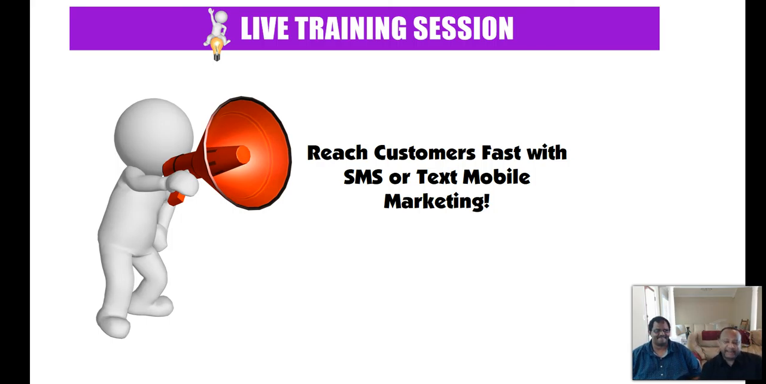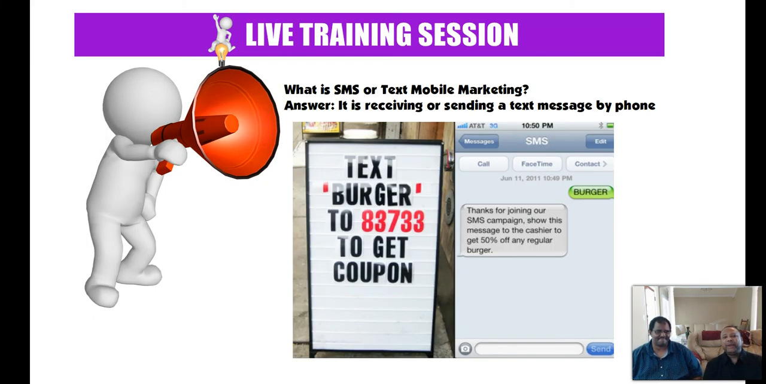Now, let's look at reaching customers with SMS or text mobile marketing. Now, what is SMS or text mobile marketing? Here's the answer. It's receiving or sending a text message by phone. Now, look at the sample here. Text burger to 83733 to get a coupon. Then when they text burger to that number, this is what it'll look like on your phone. Thanks for joining our SMS campaign. Show this message to the cashier to get 50% off any regular burger.